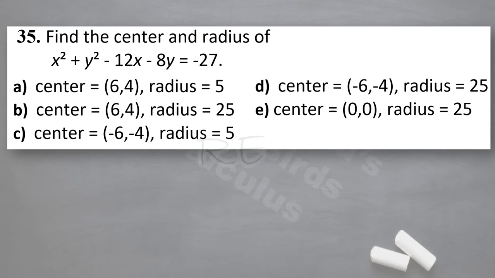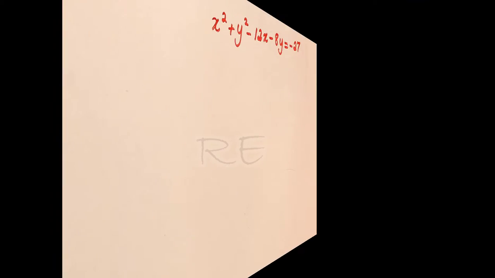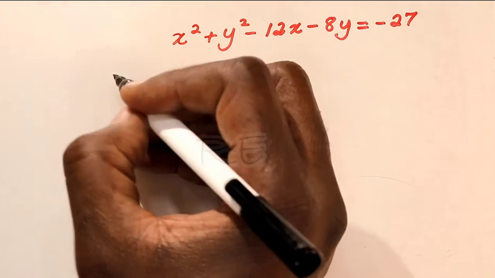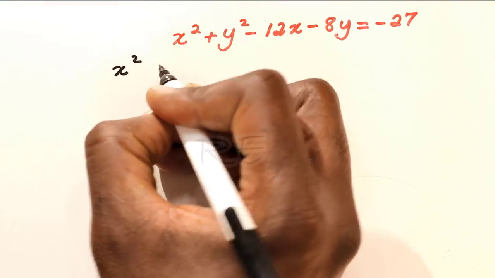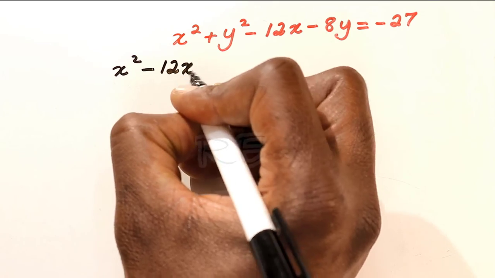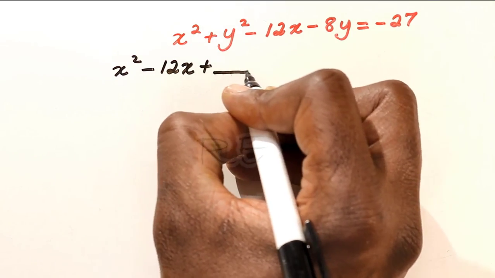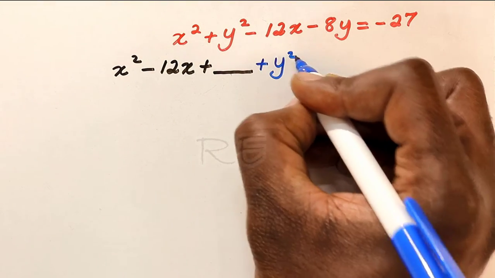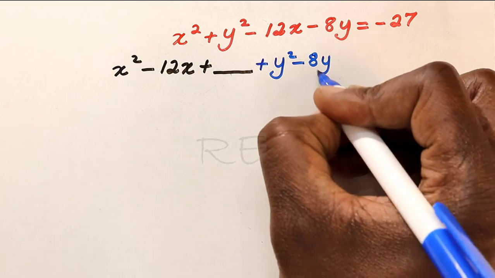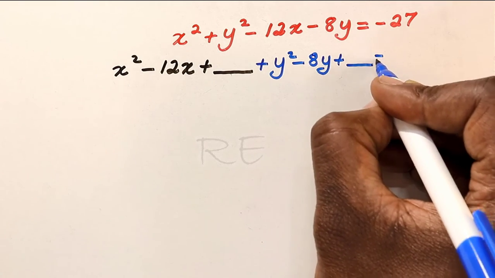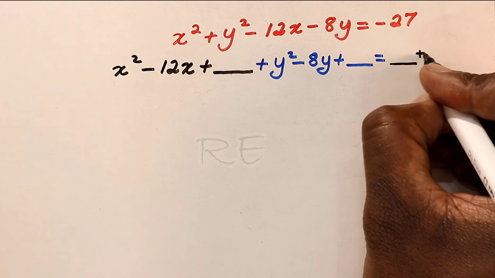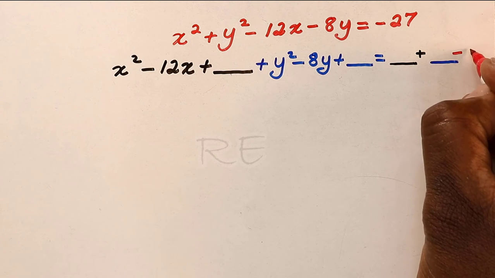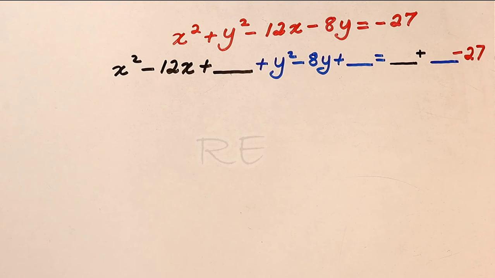For 35, we need to find the center and the radius of an equation of a circle. We will first group the terms in X and leave space to complete the square. Then we'll group the terms in Y, leave space to complete the square, leave two spaces to balance the equation, and make sure that the constant term is on the other side.